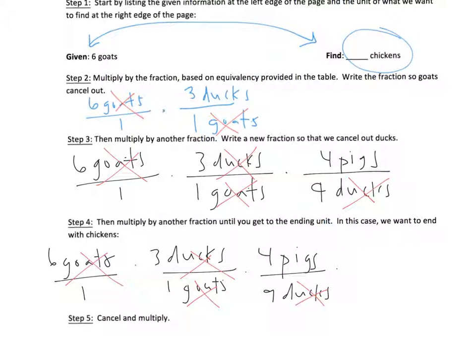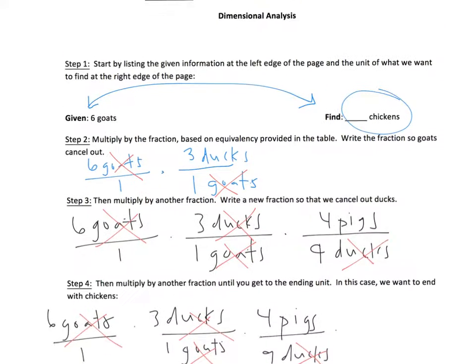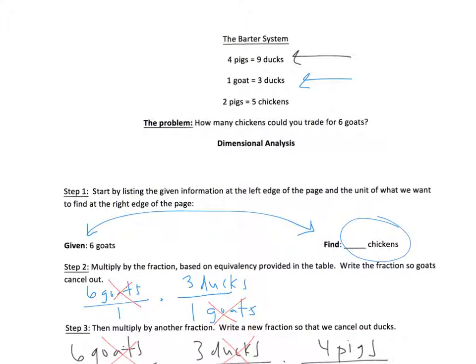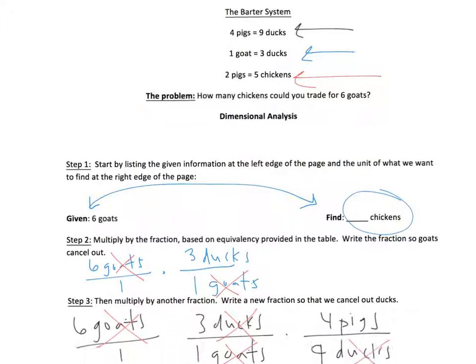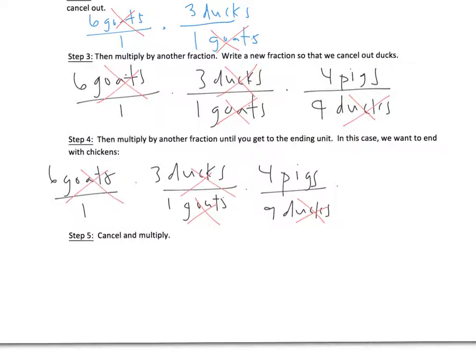So now, let's see here. We want to go from pigs. Is there a unit that we can get from pigs to chickens? You bet, right there. So 2 pigs equals 5 chickens. So I'm going to multiply and say 2 pigs is equal to 5 chickens. Now my pigs cancel out because those are cross products, and my ending result would be chickens.